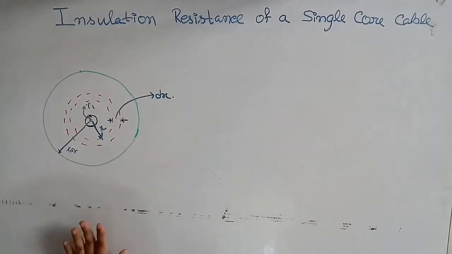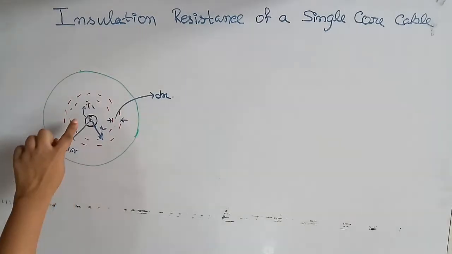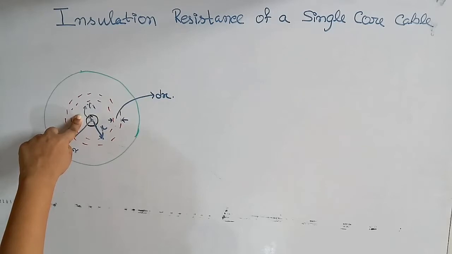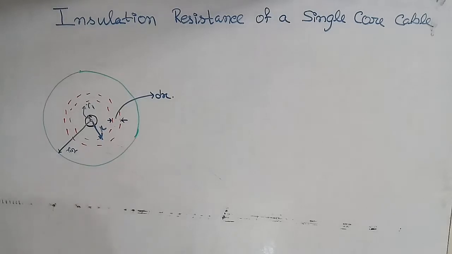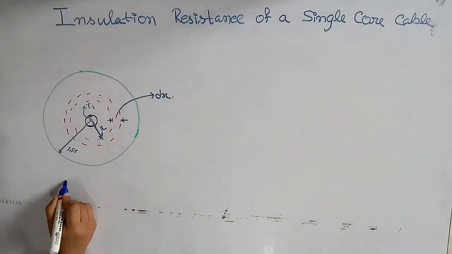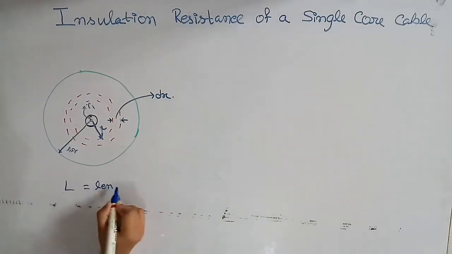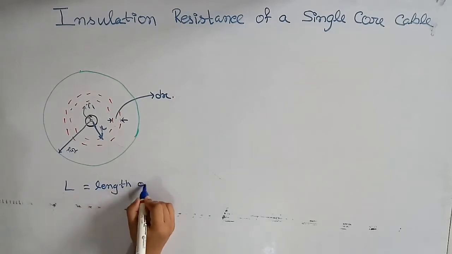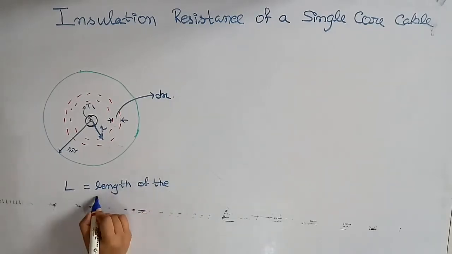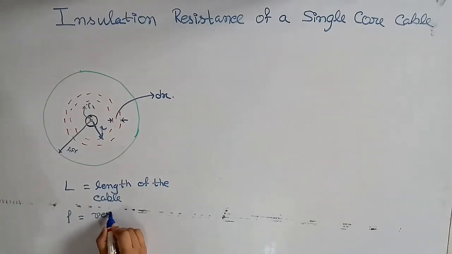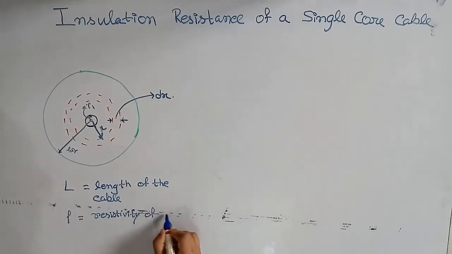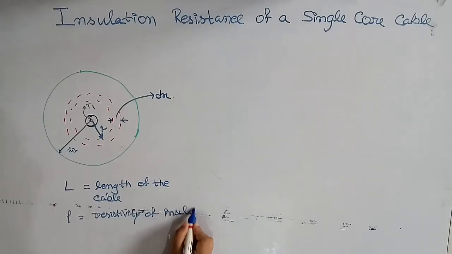Now consider a single core cable of conductor radius r1 and internal sheath radius r2. Let l be the length of the cable and rho be the resistivity of the insulation.